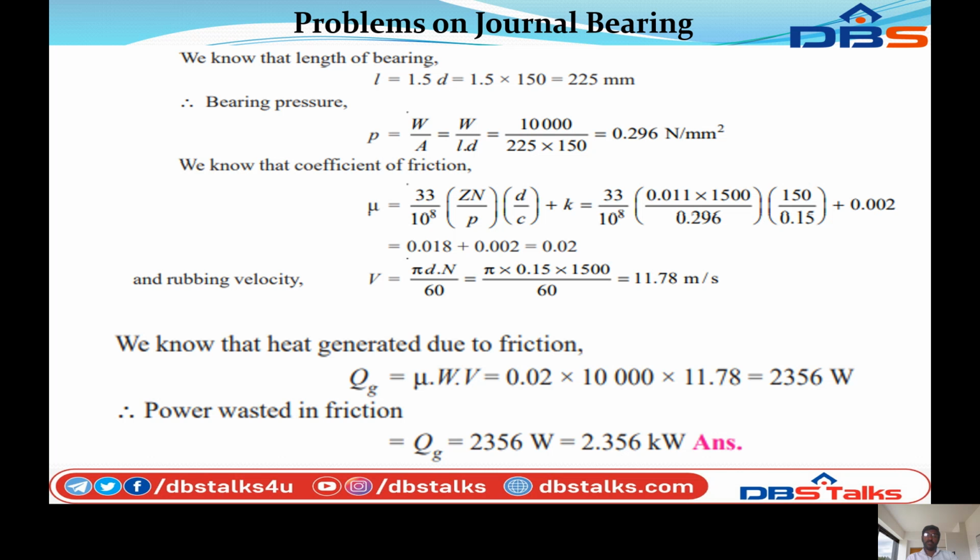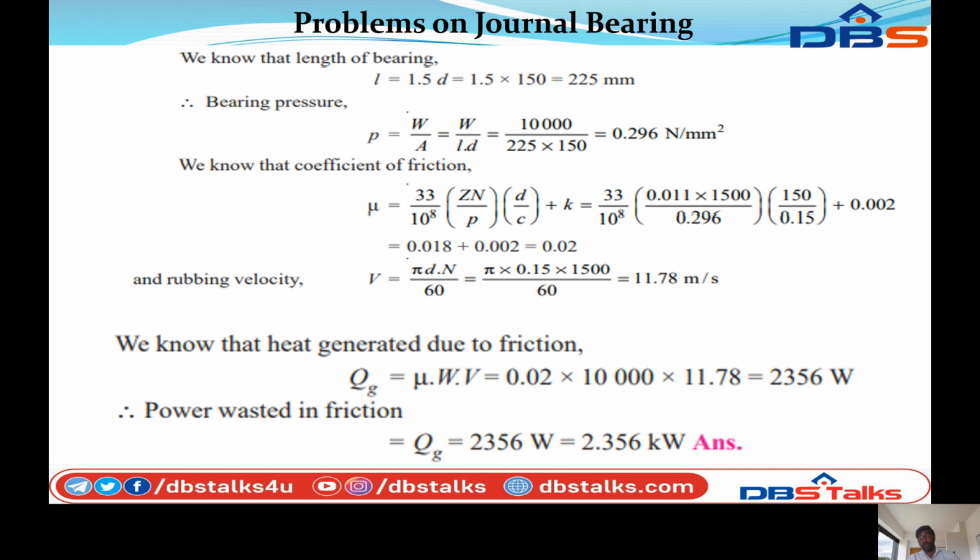So we know that the coefficient of friction mu is equal to 33 by 10 power 8, Zn by P into D by C, plus K. So substituting the values, that equal to 33 by 10 power 8 into 0.011 into 1500 by 0.296 into 150 by 0.15, plus 0.002. So finally mu is equal to 0.018 plus 0.002, that equal to 0.02.